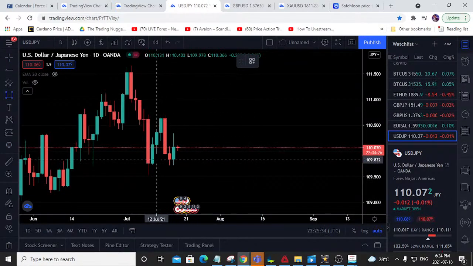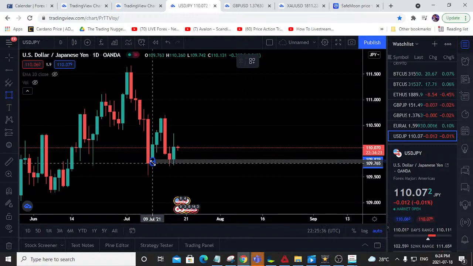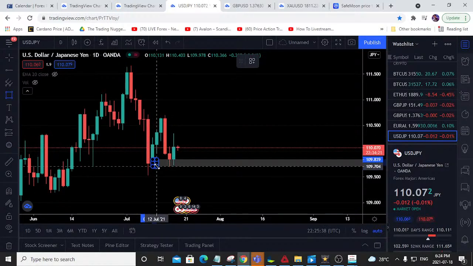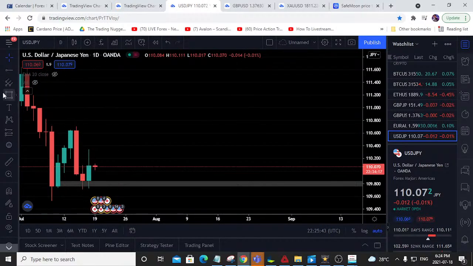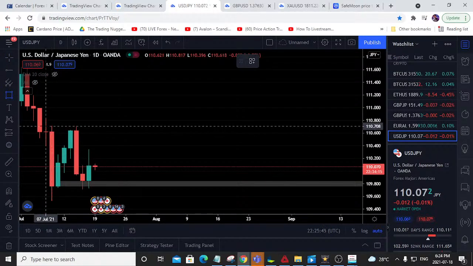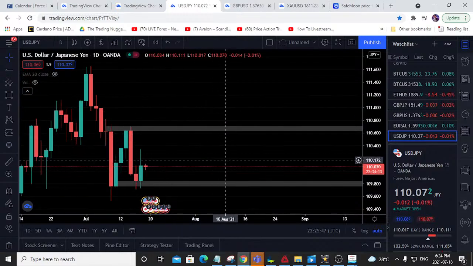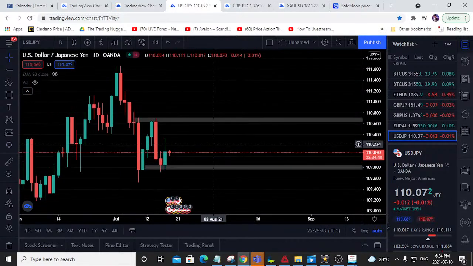mapping this out. So we have a level of support here, right here. That's a level of support. Okay, that's a level of support right there. And then if we zoom in more, we have a level of resistance right here. So just support and resistance, simple stuff.